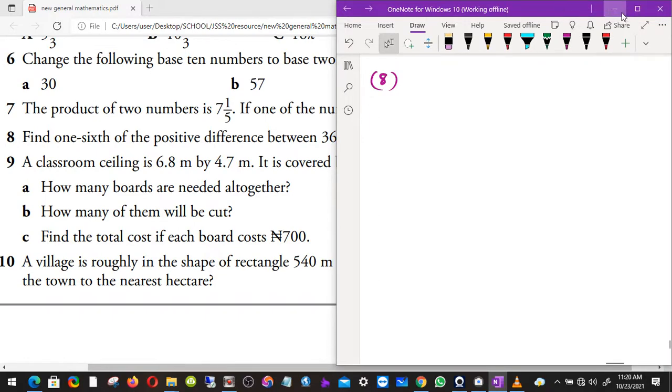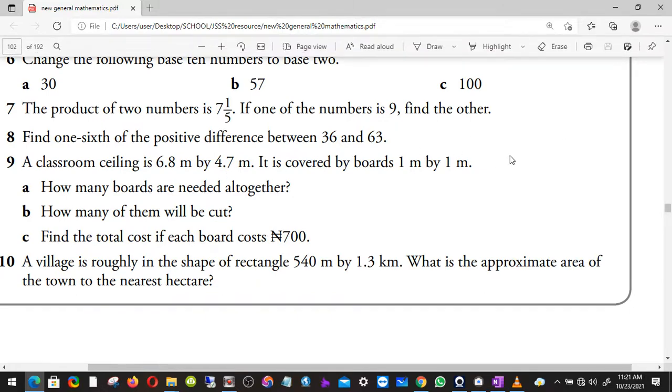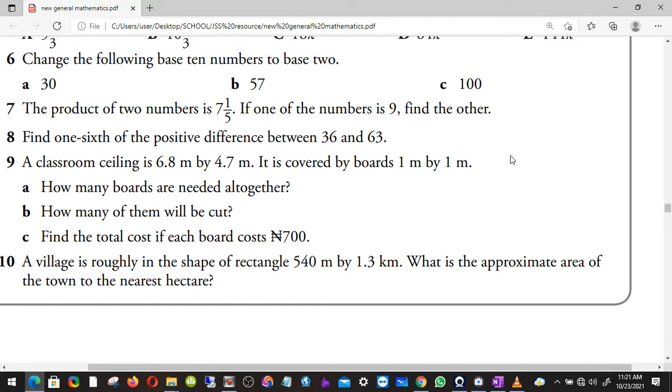Number 8. Number 8, everybody read. Find 1/6 of the positive difference between 36 and 63. Read again. Find 1/6 of the positive difference between 36 and 63. Rex, how can I find the positive difference between 36 and 63? Use the mic. David, his neighbor, answer the question. How can I find the positive difference between 36 and 63?